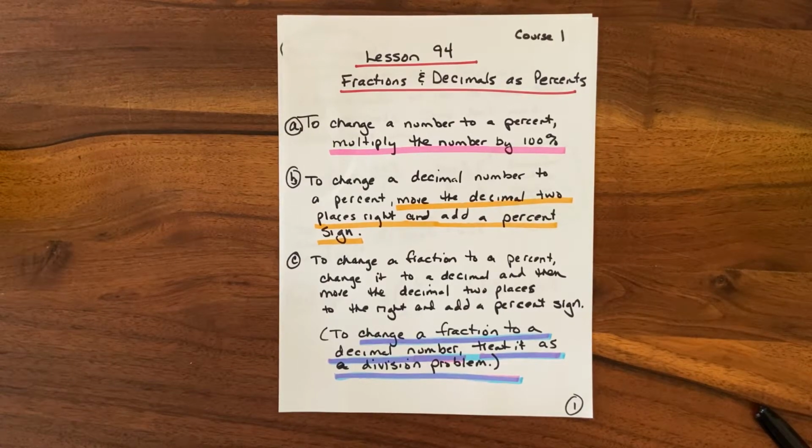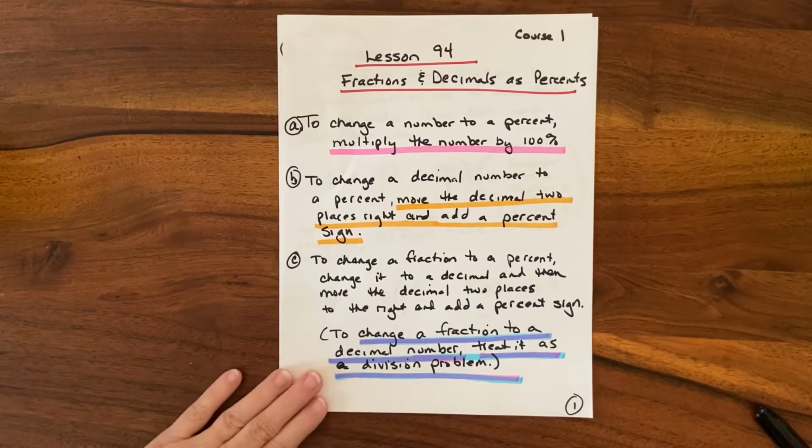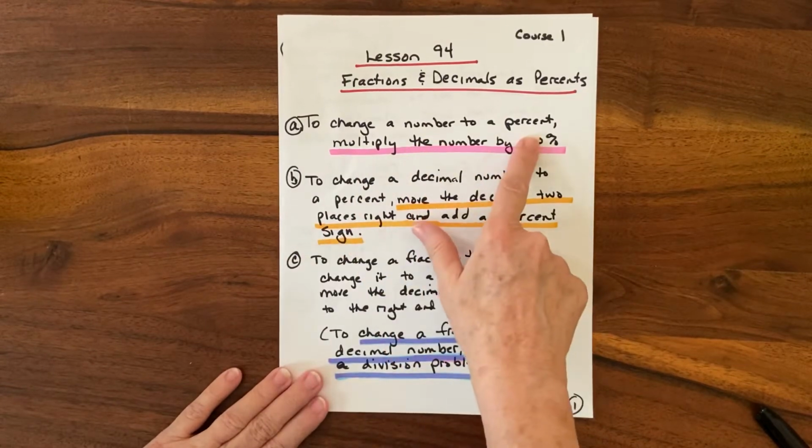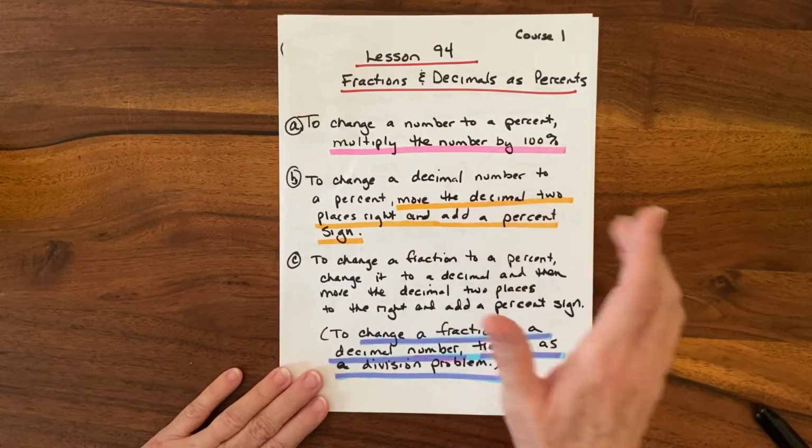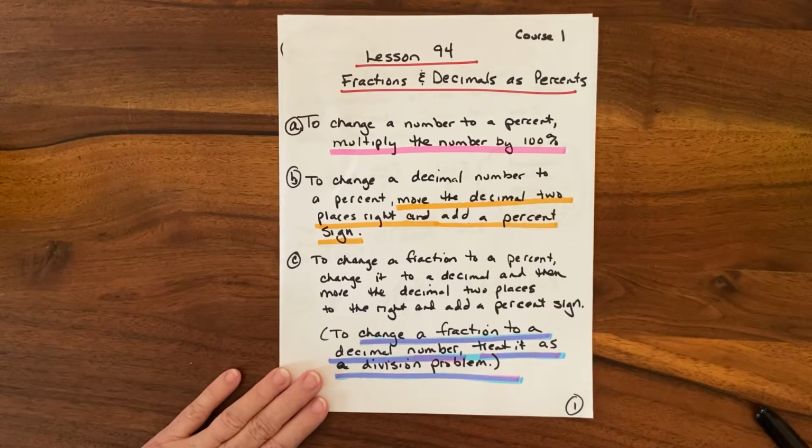Lesson 94, fractions and decimals written as a percent. So this is what looks like a really, really complicated lesson, and it's really, really not. So the book says to change a number to a percent, multiply the number by 100%. Seems easy enough. When you start looking at fractions, it looks more complicated.